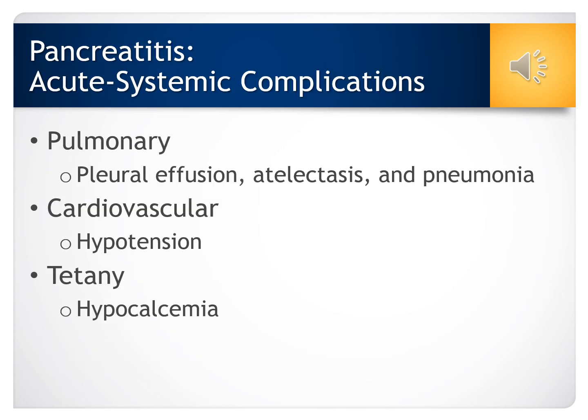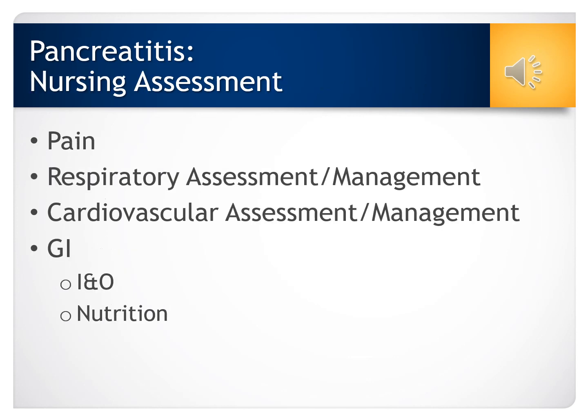Additional systemic complications of acute pancreatitis include pulmonary complications such as pleural effusion, atelectasis, and pneumonia, cardiovascular complications such as hypotension, and tetany can be caused by hypocalcemia. Nursing assessments should focus on pain, respiratory assessment and management, cardiovascular assessment and management, and GI assessment including input and output as well as nutritional intake.